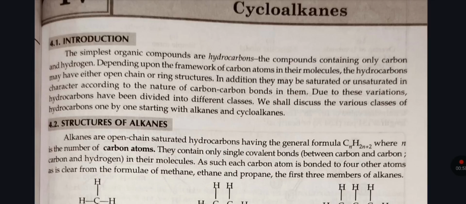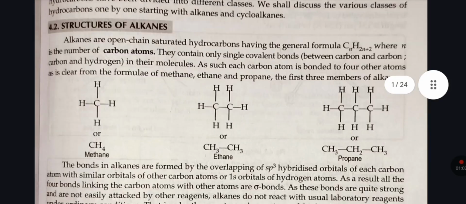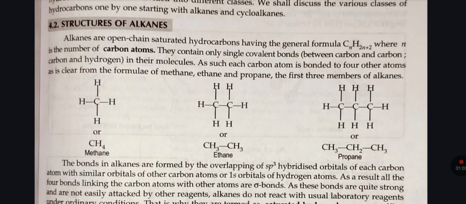Structure of alkanes. Alkanes are open chain saturated hydrocarbons having the general formula CnH2n+2, where n is the number of carbon atoms. They contain only single covalent bonds between carbon and carbon and between carbon and hydrogen in their molecules. As such, each carbon atom is bonded to four other atoms, as is clear from the formulas of methane, ethane and propane, the first three members of alkanes.